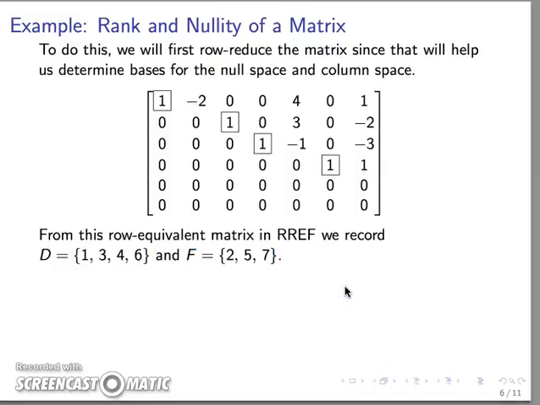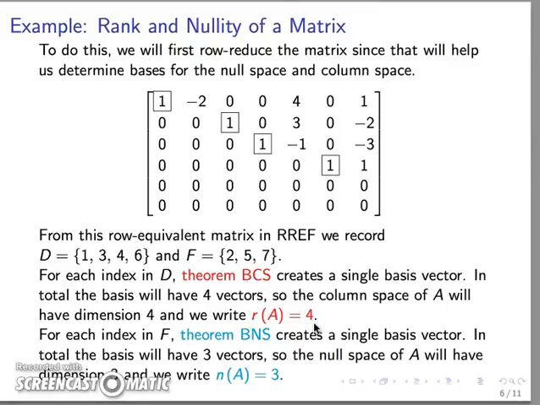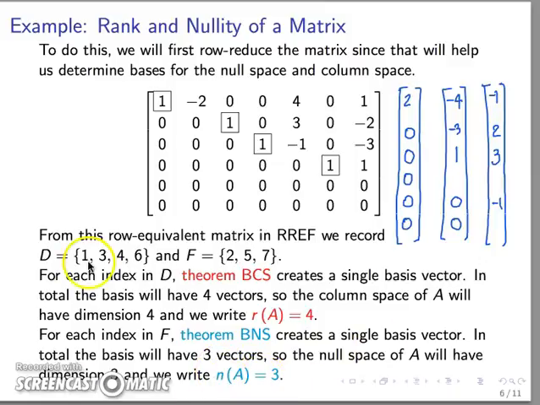So a little more detail here. The indices that store in set D are 1, 3, 4, and 6. And the indices in set F are 2, 5, and 7. And as we have established, the rank, in this case the dimension of the column space, is 4, and the dimension of the null space is 3. And so one thing we remember from that theorem, basis of a null space, is that by reading this RREF, we could come up with 3 vectors. This is because precisely n minus r, the nullity, equals 3.